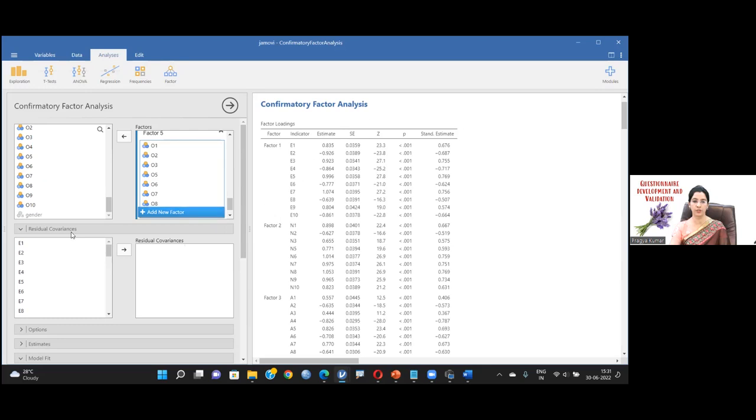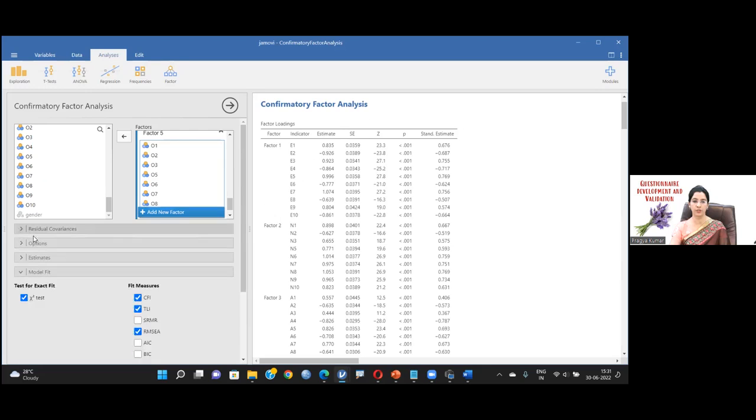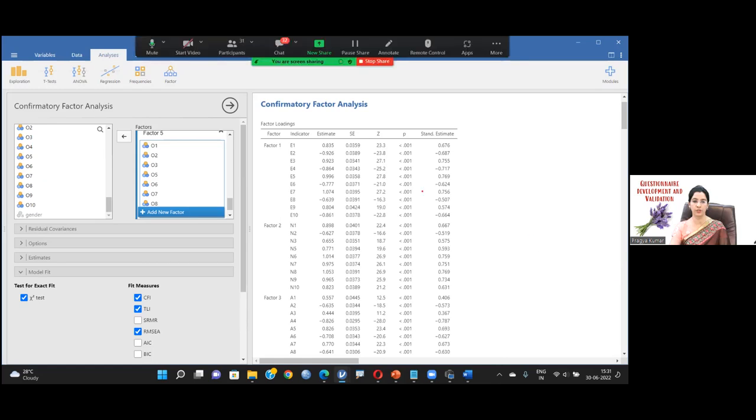Now I'll go to these options. With this, can you see that something like this is appearing? This is your factor loading: factor 1 from E1 to E10, factor 2 from N1 to N10, and similarly for the others. Now focus first on this p-value. This first column which you are seeing here is the estimate.